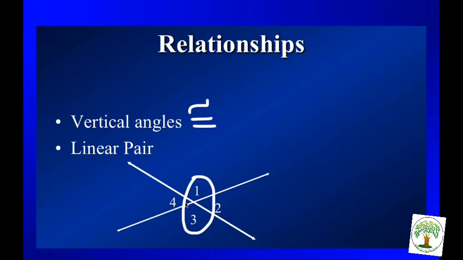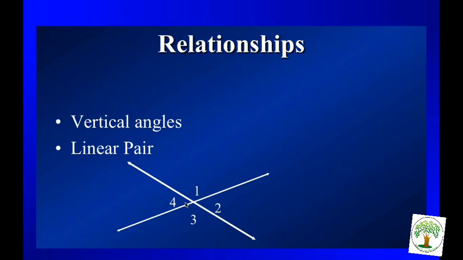Linear pairs are not necessarily congruent. They can be sometimes, but they're not always. Vertical angles are always congruent. Okay, I'm going to take out my picture here.